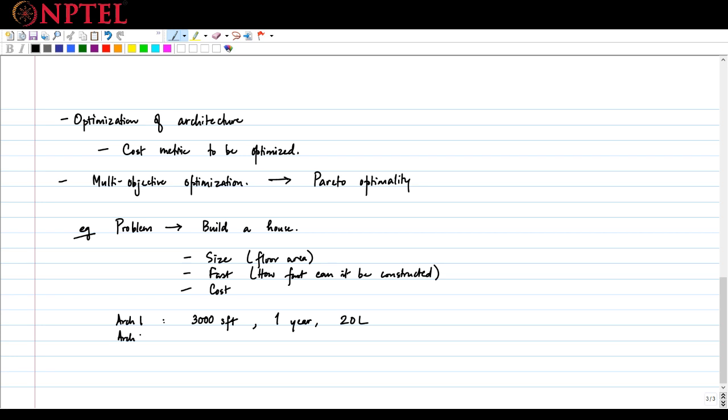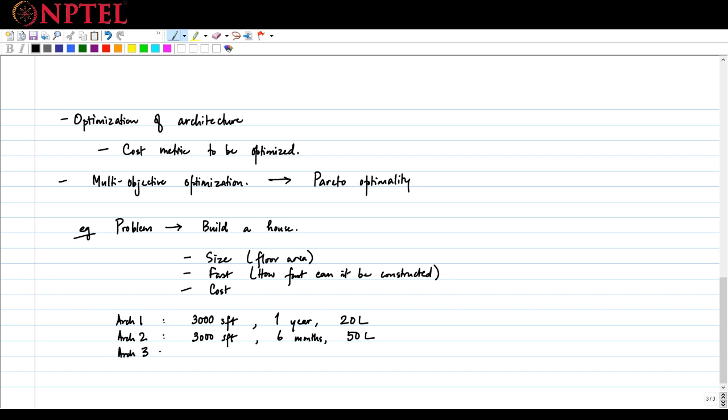Architect 2 says I can build something which is only 1500 square feet. I will be able to do this, okay, let me do the same thing. Let me take the same number. I'll do the same 3000 square feet, but now I'll do it in 6 months and the cost will be 50 lakhs. Okay.